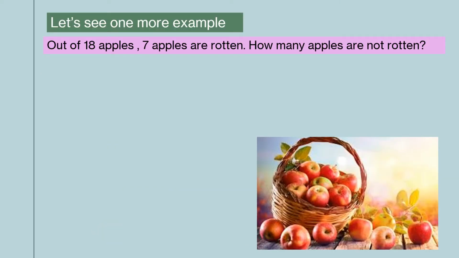Let's see one more example. Out of 18 apples, 7 apples are rotten. How many apples are not rotten? So here, first we will arrange the numbers vertically.